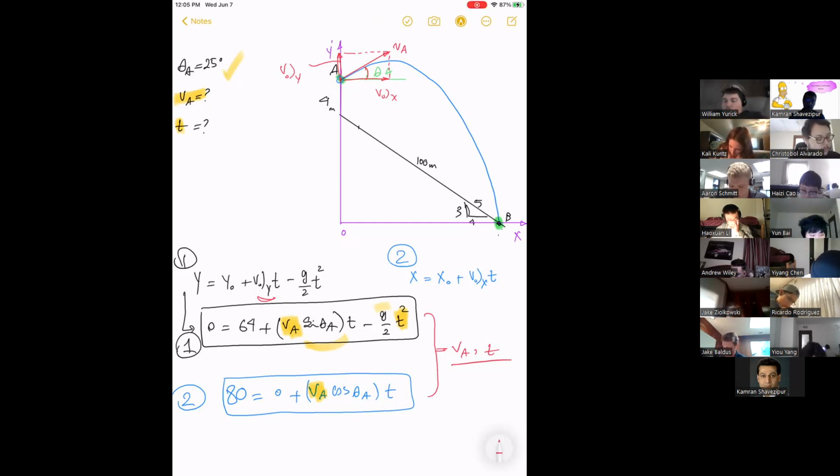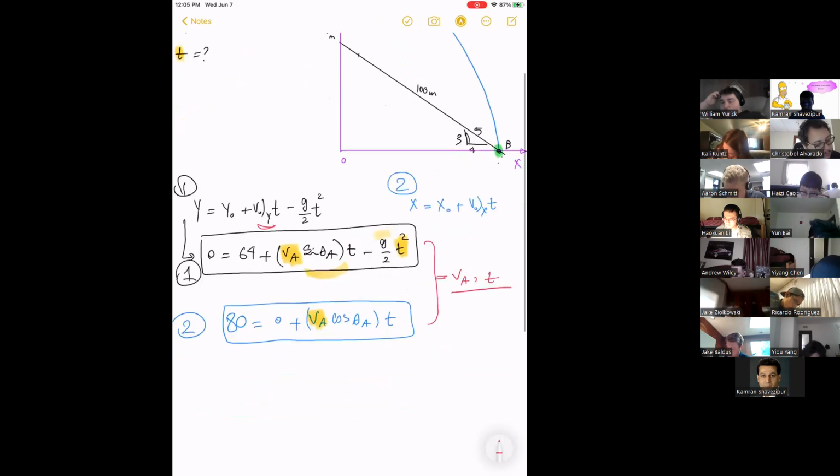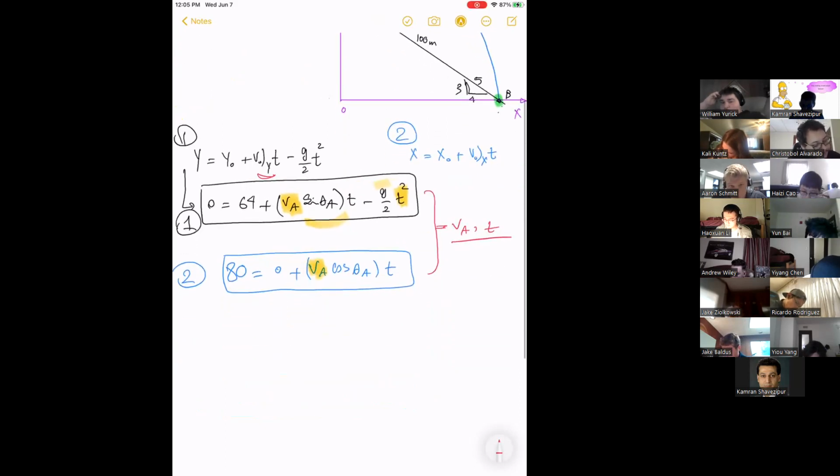Yeah, I have it here. Okay. If you find the value for VA and T, let me know. I can write it down so we can compare with the others.